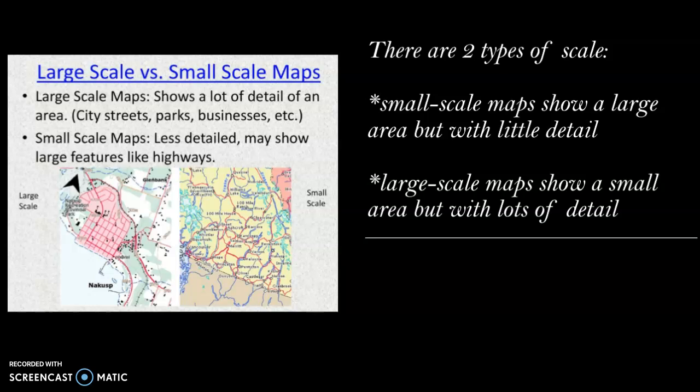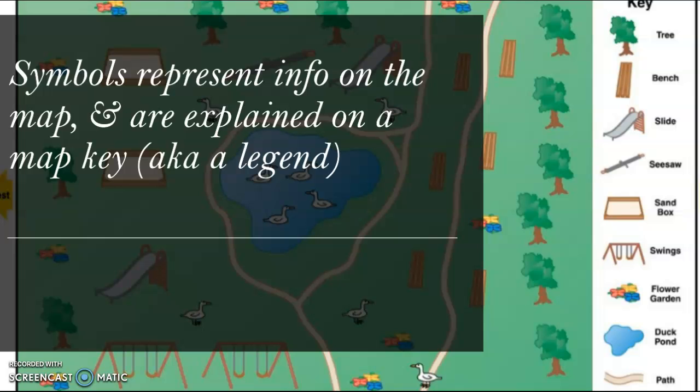The other type of scale is called a large scale map. A large scale map, similar to the map on the left, is going to show lots of detail, a large amount of detail, but it's going to show a small area, so it's zoomed in. So you're going to see more detail about individual roads and businesses. Please write this information on your notes.